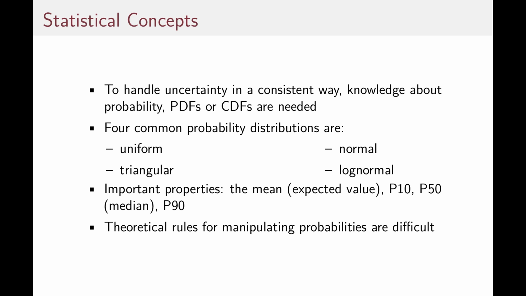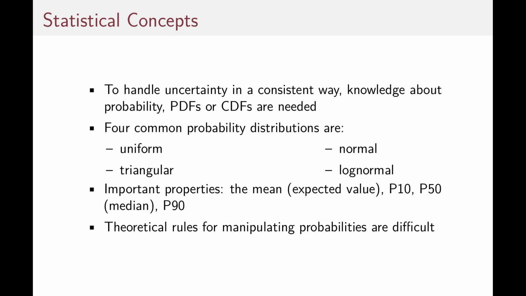To summarize, to handle uncertainty in a consistent way, it's important to have some base knowledge about probabilities, probability density functions, and cumulative density functions. It's also nice to know that the histogram is kind of like an empirical distribution. You can also fit theoretical or parameterized distributions to data, and there are hundreds of these, but you only need to know a handful to get started. The 4 most common ones are uniform, triangular, normal, and lognormal.